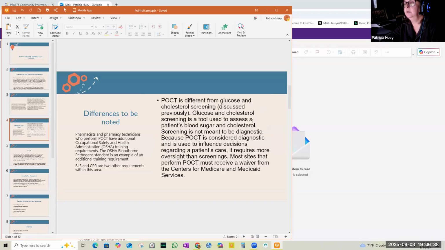This is different from the glucose and cholesterol screening, because they are the tool that is used to assess a patient's blood sugar and cholesterol. The screening is not meant to be diagnostic. So if it's a screening test, it's not diagnostic, because the POCT is considered to be diagnostic and can be used to influence decisions.